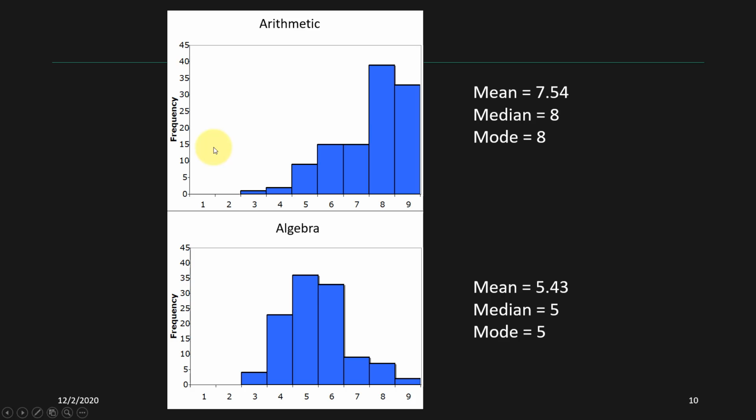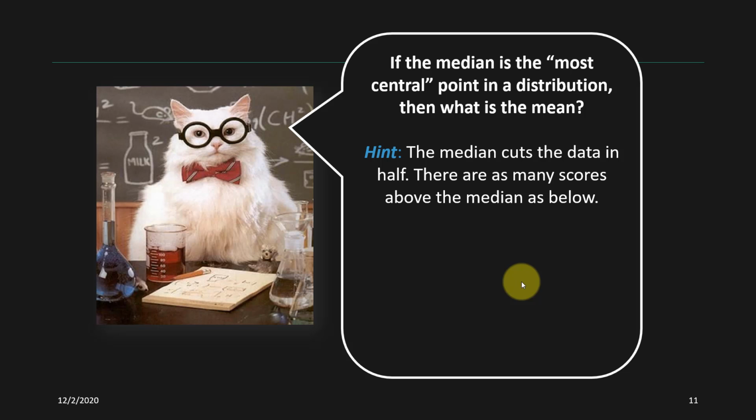So here I'm plotting frequency histograms for the arithmetic and the algebra questions. And you can see again that our mean was 7.54 here, the median was 8. The mean was 5.43 here, whereas the median was 5. So they both tell us that algebra was generally harder because students are scoring worse, but clearly there's some discrepancy in these numbers. And so now let's talk a little bit about the different properties of the mean and the median so that we can better understand what each of them is capturing.